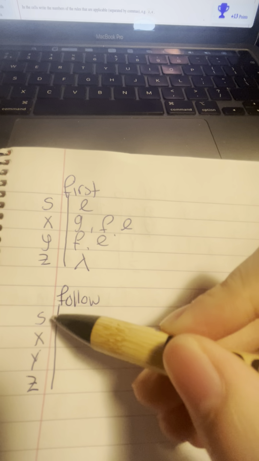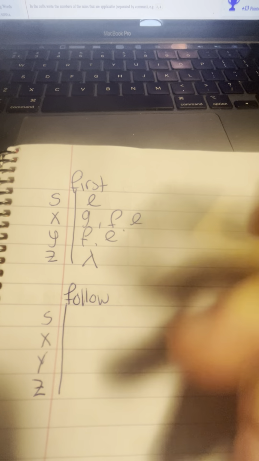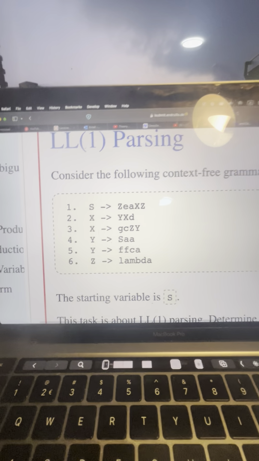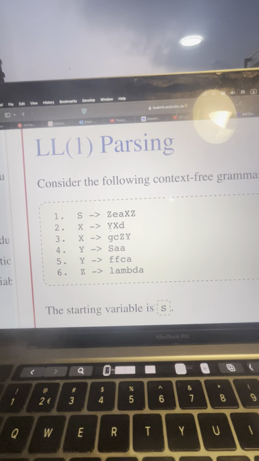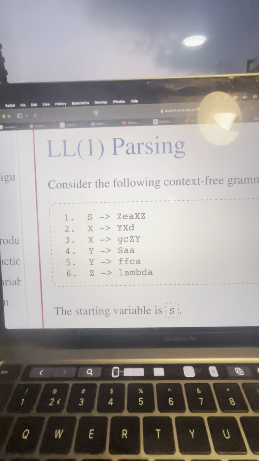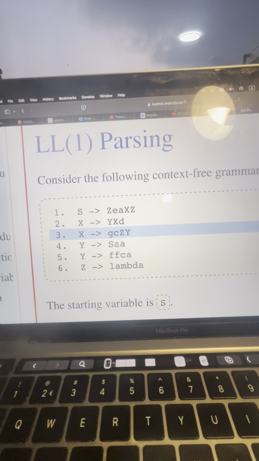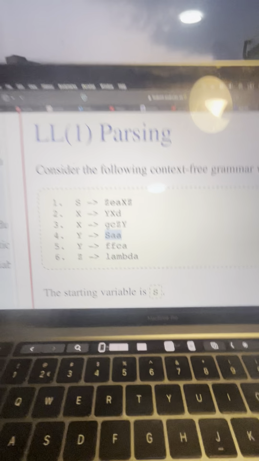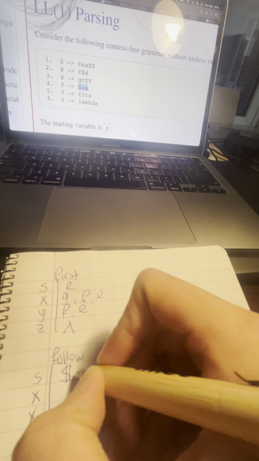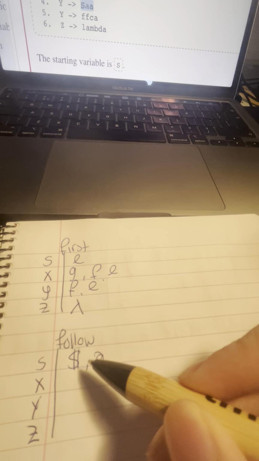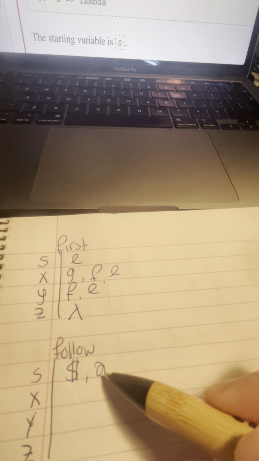Now we do the follow. From the follow, we have to go from top to bottom. So therefore, we go again. Okay, we look for the follow of S. Which one follows S? The S starts here. We don't have S here. We don't have S here. We don't have S here. Boom, we have S. What is the follow-up? It's A. So we start with an A, because the start always has a dollar sign automatically. So it's dollar sign A.